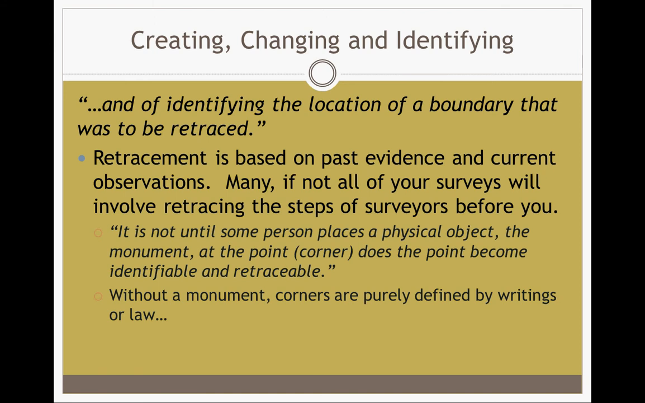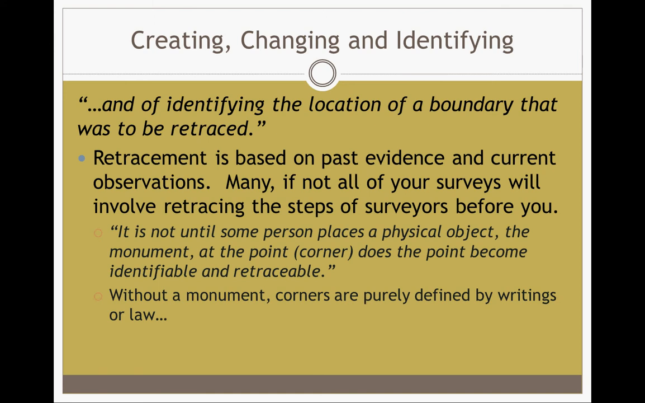There are very few people that will today be able to create an original boundary because much of the United States is being surveyed. It's not until some person places a physical object, the monument at the point or corner, does the point become identifiable and retraceable. Without a monument, corners are purely defined by writings or law.